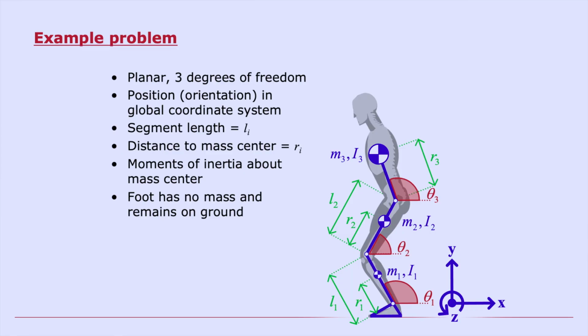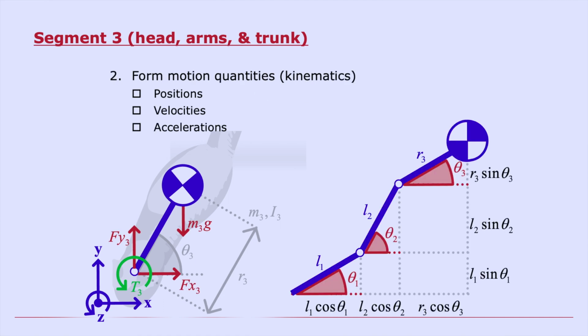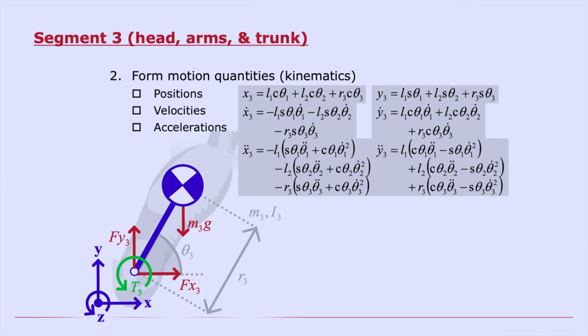So we can move on to the last body segment in our model, the HAT, or head, arms, and torso, or trunk. Once again, we have the same 3 steps as before. Create the free body diagram as shown here. Here are the forces, and there's a reaction moment. Here's the geometry. Once again, getting a little bit more complicated, but the procedure is all the same. Here are the expressions for the position of the center of mass.